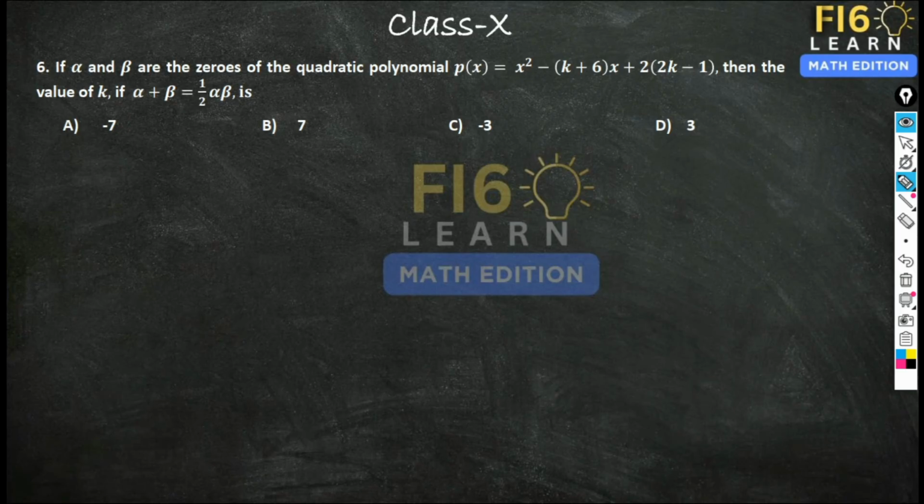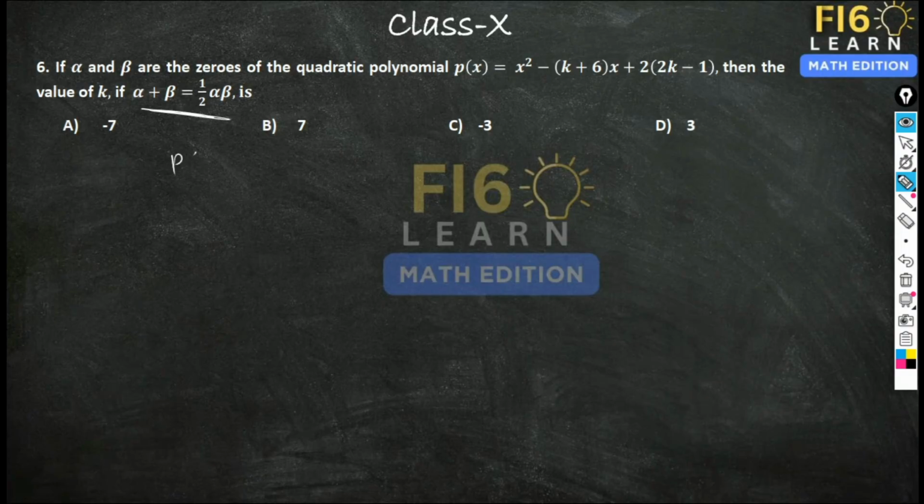If alpha and beta are the two zeros of the quadratic polynomial p of x is equal to x square minus (k plus 6) x plus 2 into (2k minus 1), then the value of k is... There is a condition given, alpha plus beta is equal to 1 by 2 alpha beta. Okay. So first we have to find the value of alpha plus beta and 1 by 2 alpha beta.